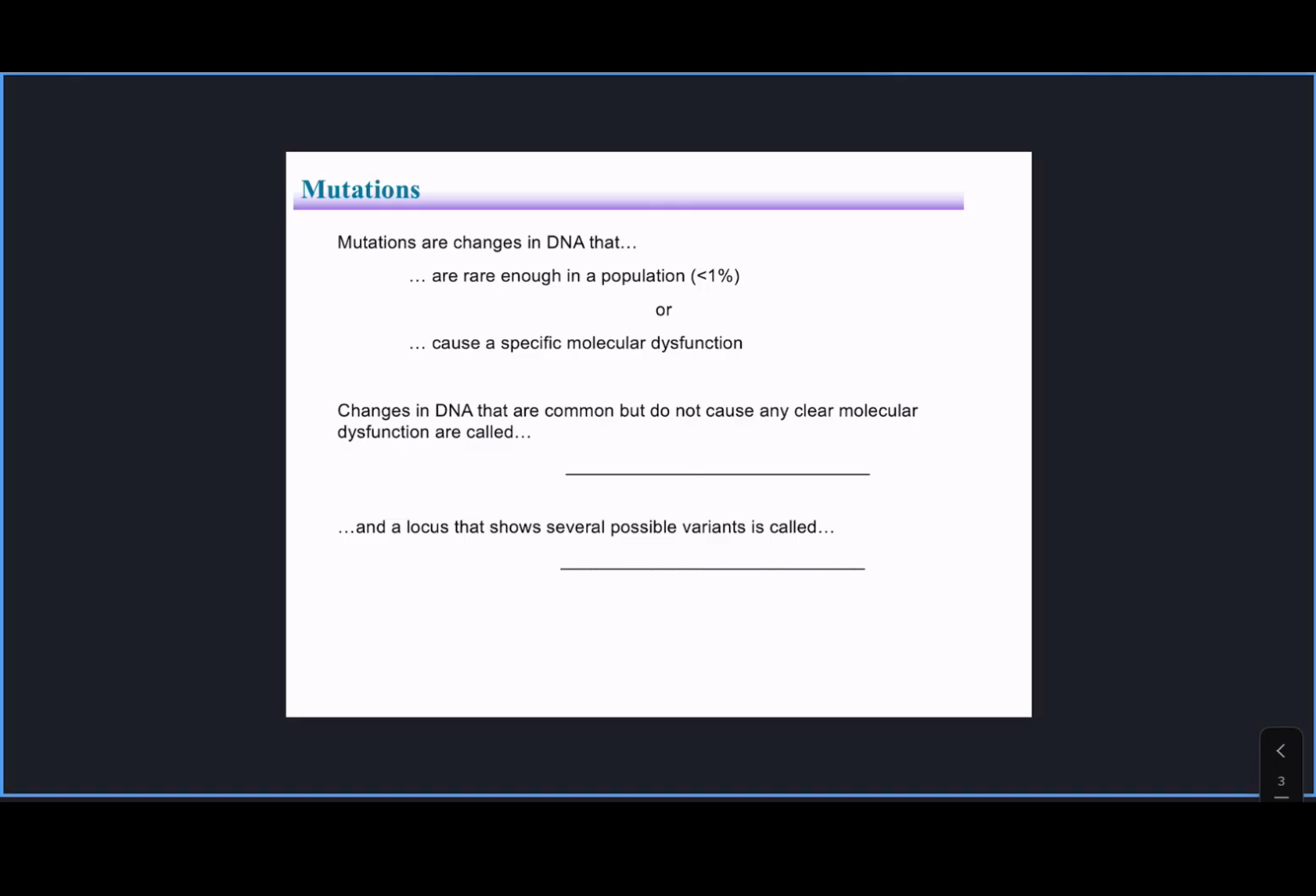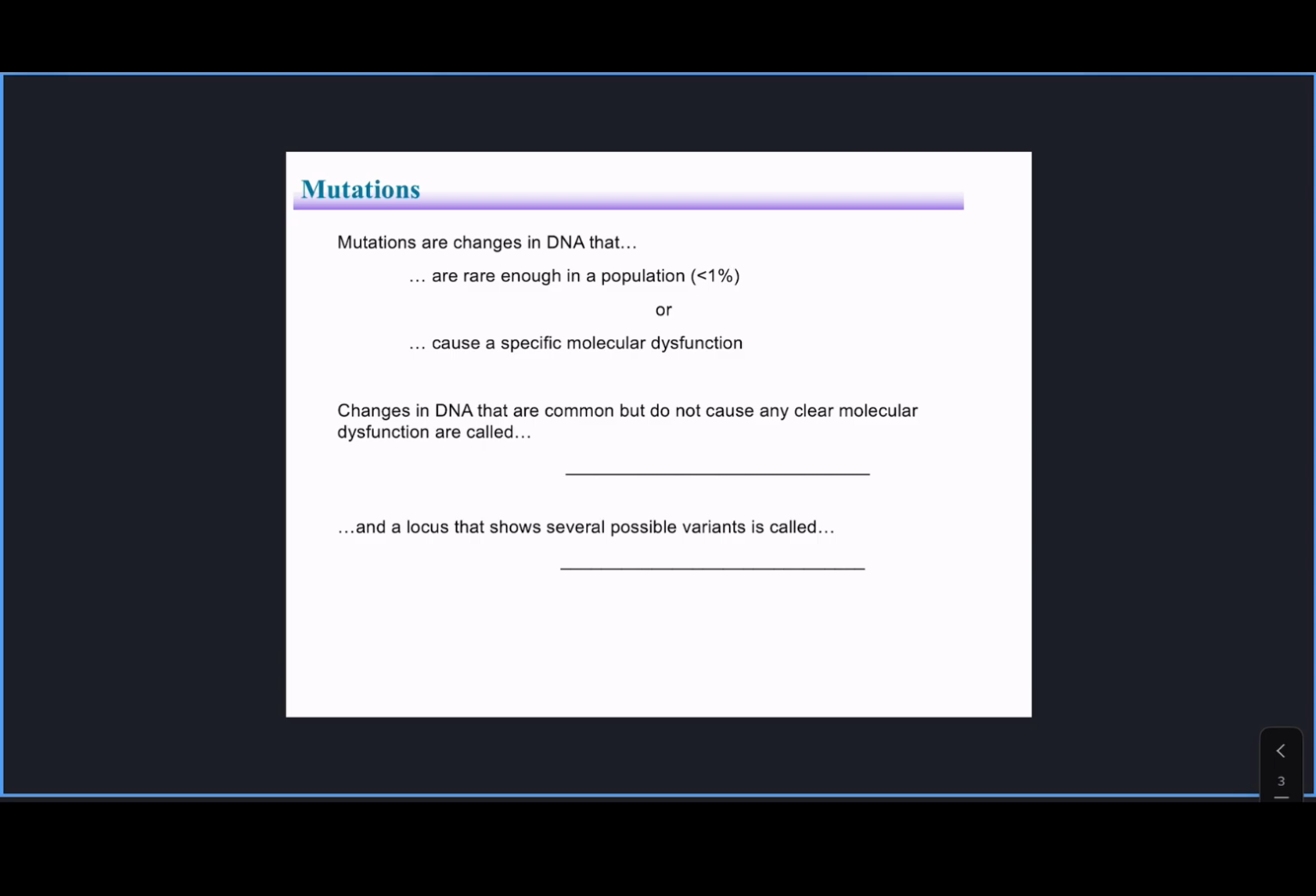Now, changes in DNA that are common but do not cause any clear dysfunction normally have a different name. So now we're talking about differences in DNA that are much more common. I'm thinking things like half this class will have one version of a genetic sequence, the other half will have a different version. We wouldn't call that a mutation because it's not having any harmful effect, but they're not rare either. So what would we call those? Do you guys know?